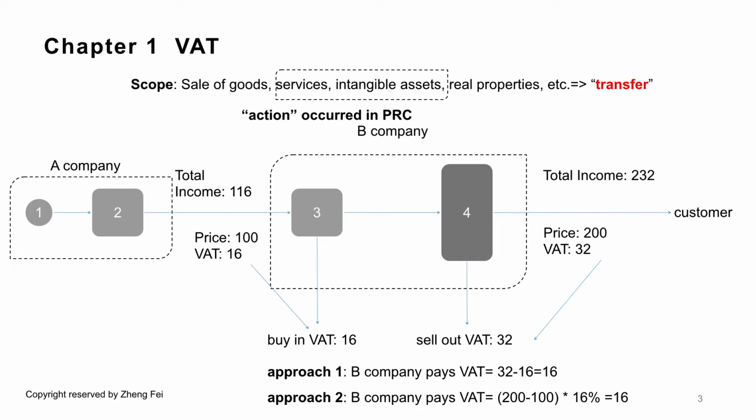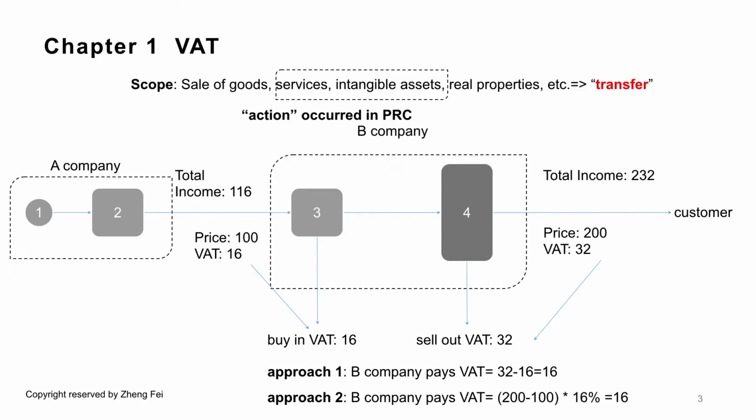For example, Company A bought product 1 and manufactured it into product 2 and then sells it to Company B at a price of 116, which includes the price 100 and the VAT 16. This is called buy-in VAT. However, after April 2019, the rate has been reduced to 13%.